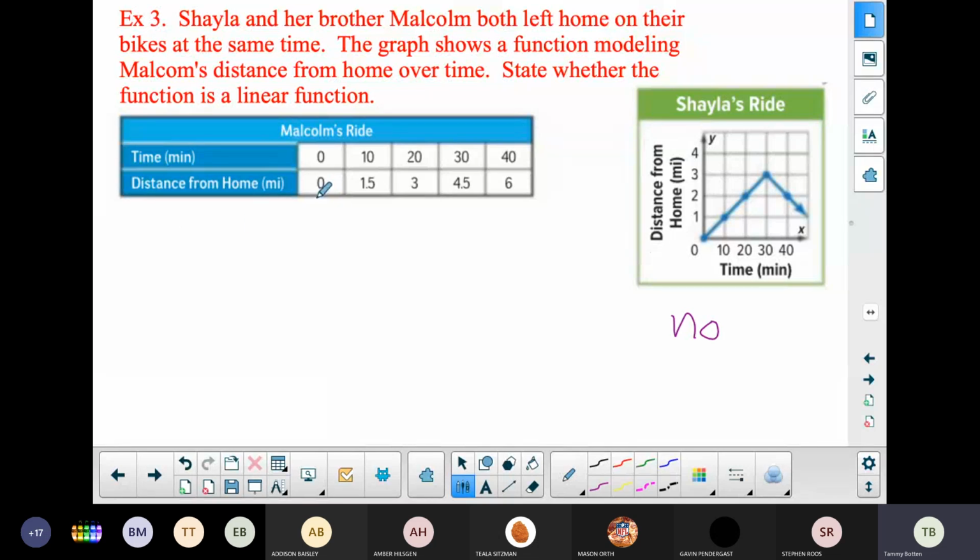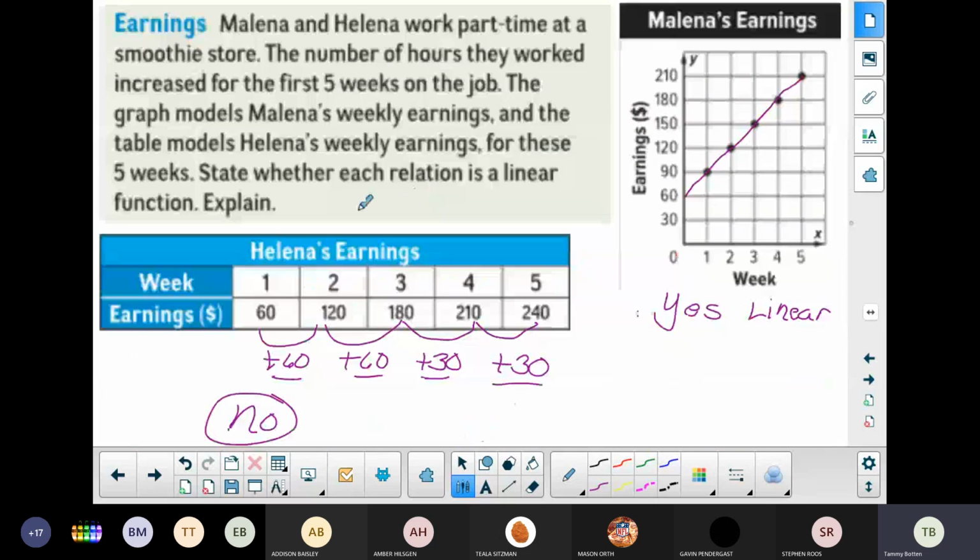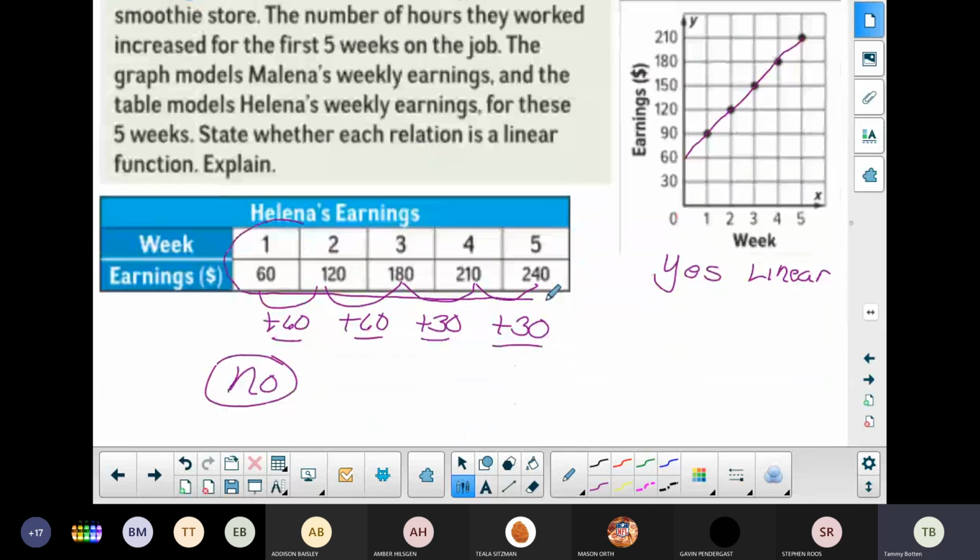Over here, you would look at how much is Malcolm going away from home every 10 minutes. And in the first one, he went 1.5 miles. From 1.5 to 3 is another 1.5. From 3 to 4.5 is another 1.5. And from 4.5 to 6 is another 1.5. So there we're going the same amount each time. So that one is linear. And if you plotted those points on a graph, you would get a straight line. Whereas up here, if we plotted these points on a graph, we would not get a straight line.